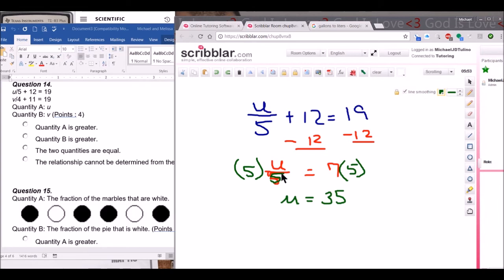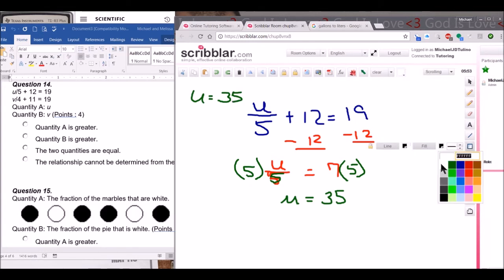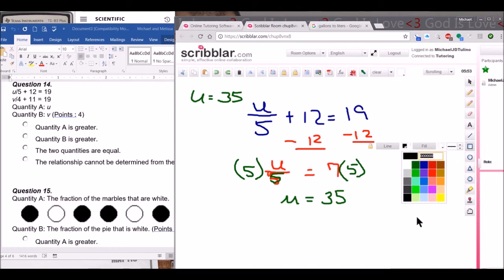And we can always check it. I mean, 35 divided by 5 is 7, 7 and 12 gives you 19. Okay. Now the other one, very, very similar. All right, so we have u is 35. And then we're just going to blank that out real quick so we can do some more work.